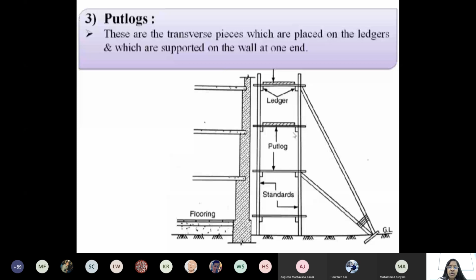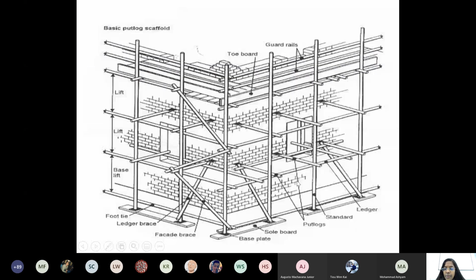Okay, and then putlocks are this one. Putlocks are just wooden members. This picture will help you understand what a putlock is. Putlock is here, see this one. These are called putlocks. This is a standard. This is a ledger. I repeat, this is a standard, this is a ledger, and the putlocks are the wooden members which are just kept on the structure.